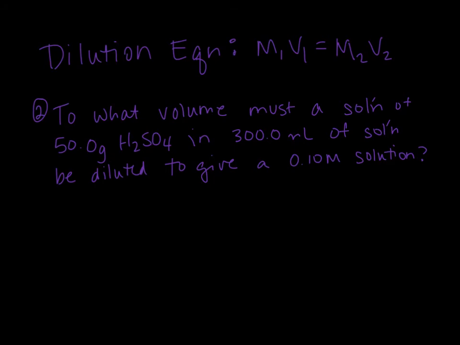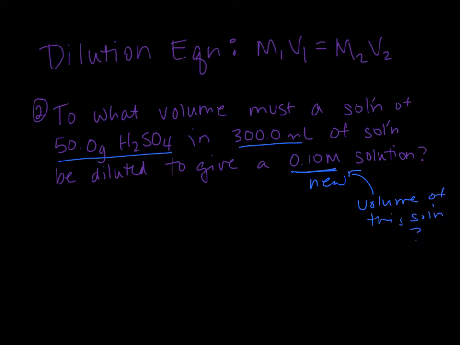Okay. So, all right, in this problem we have, to what volume must a solution of 50 grams of sulfuric acid and 300 milliliters of solution be diluted to give a 0.1 molar solution? So I'm going to start with 50 grams, and it's in 300 milliliters of solution, and I want my new molarity to be 0.1. And I'm looking for my volume of this solution. That's what I'm looking for.